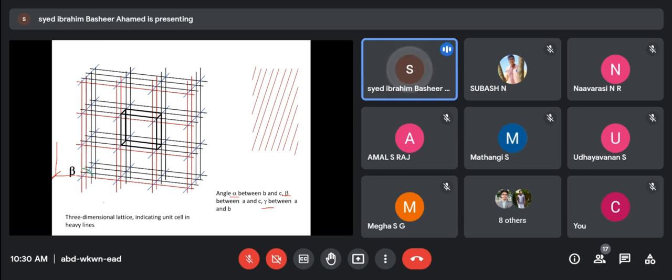Angle beta is between A and C, and angle gamma is between A and B. So these unit cells have definite cell parameters.